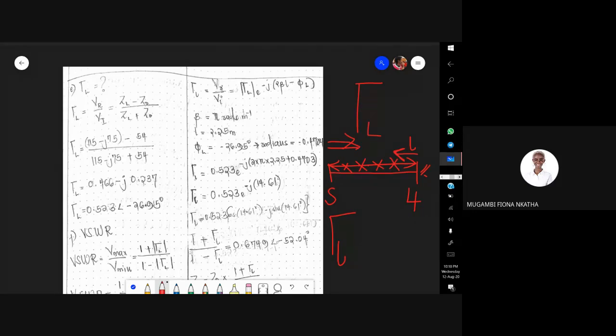So this gamma L, we are looking at it when this distance here is equal to 0. I hope you understood that part. So it's equal to VR over V incident: the reflected voltage divided by the incident voltage.